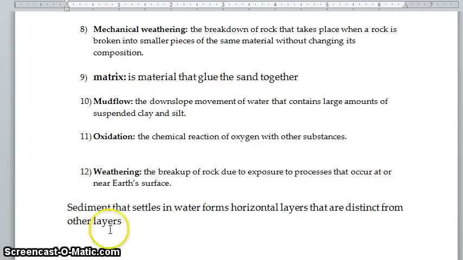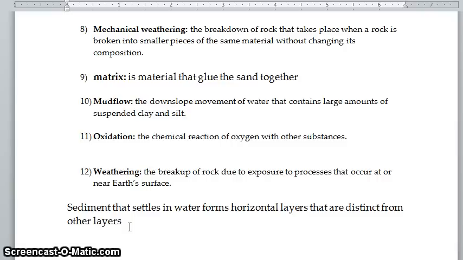And they have here a little note that sediment that settles in water forms horizontal, distinct layers. And that's going to be separate from other layers that form. So they will be very, very noticeable.